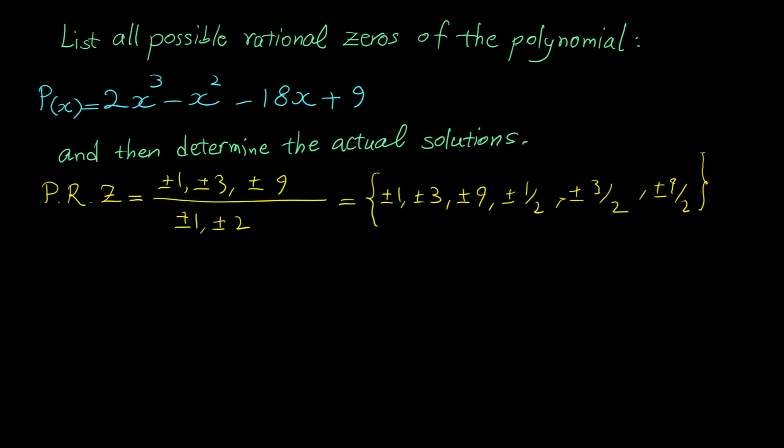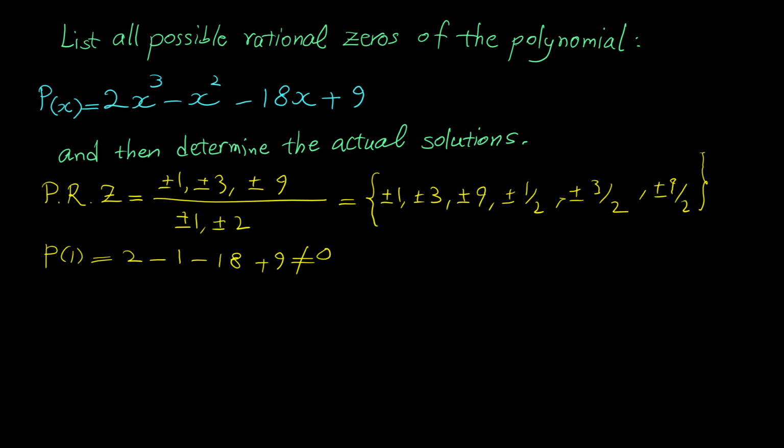To figure out which of these are the actual solutions, we start using the factor theorem. We plug in 1 in the polynomial. If it makes the polynomial equal to 0, then it's an actual zero. If not, we try other numbers. Let us start with 1 and negative 1. If we plug in 1 in this polynomial, p of 1 would be 2 times 1 to the 3, which is 2, minus 1 squared, which is 1, minus 18 times 1, which is negative 18, plus 9. Is it equal to 0? No, it's not.